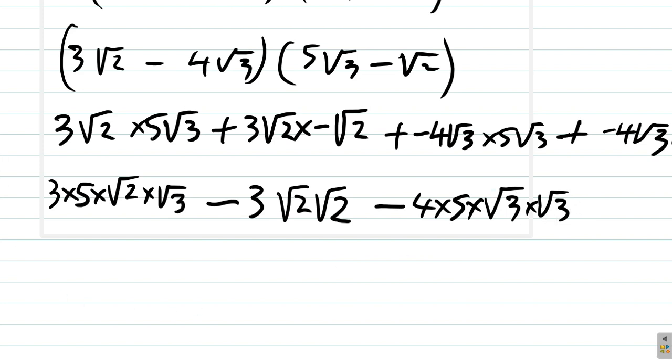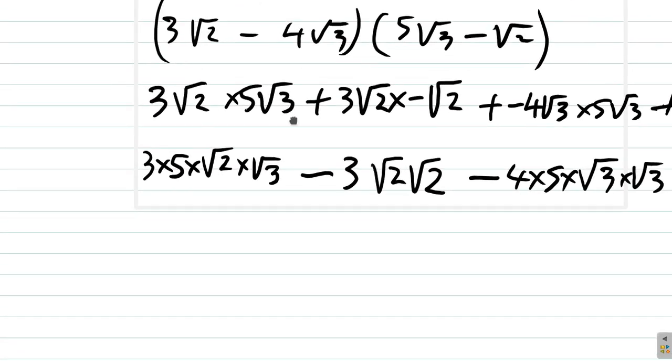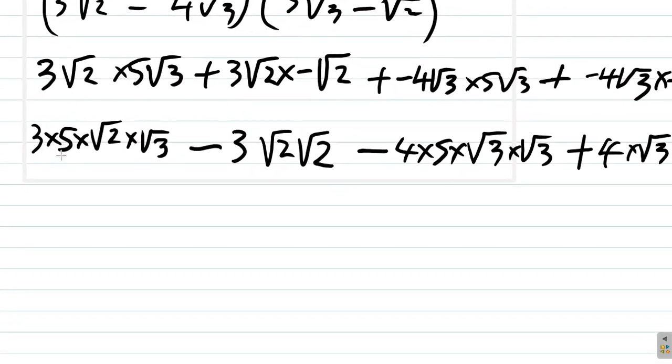Then out here, you have a negative sign times a negative sign, which will give you a positive. So this will end up as a plus, then 4 times square root of 3 times square root of 2. Alright? Now here, 3, 5, 15. Now you see the square root of 2 times square root of 3 can be written as just one big square root: 15 square root of 2 times 3.